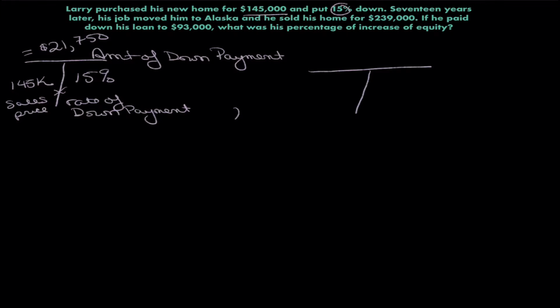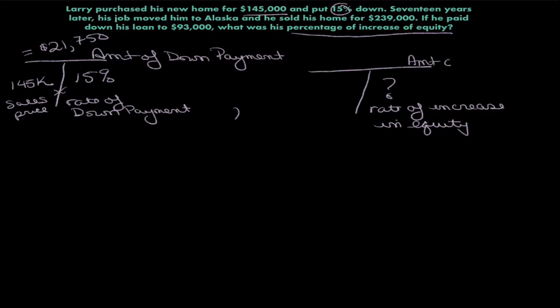The next rate we find in the problem actually is what we're looking for. Right here, we're looking for the rate of increase in equity. And if we put rate of increase of equity at the bottom, then at top we're going to write amount of increase in equity. And I'm just shortening that. And what we're going to do is compare that to our original equity, what equity Larry had when he first bought the house.